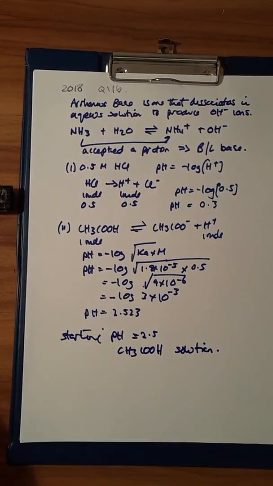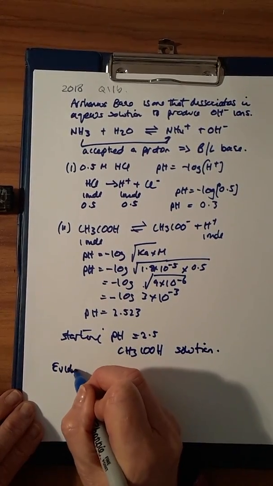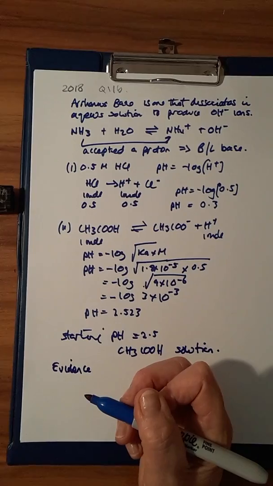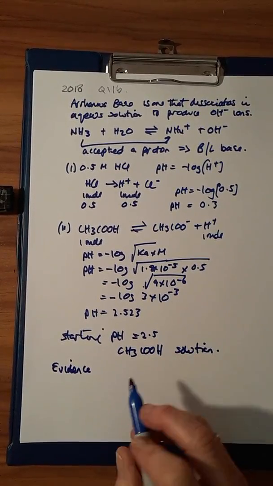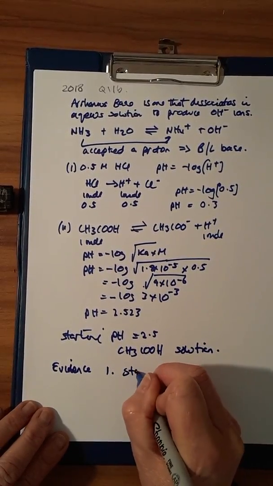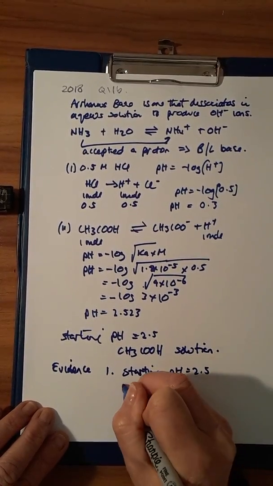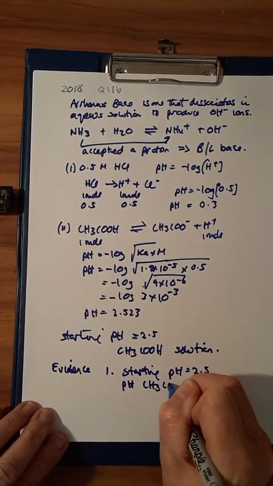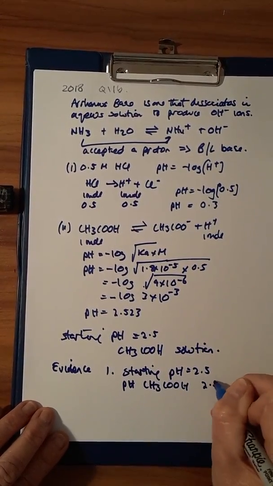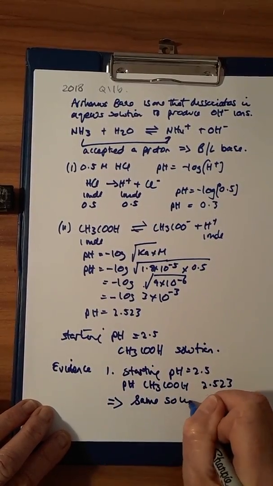And then, sorry, 11b, it asks me to state 2 pieces of evidence from the graph in support of my answer. Well, the first piece of evidence is that the starting pH is 2.5, and the pH of the ethanoic acid solution that I have is 2.523, so they must be the same solution. Okay, so that's my first piece of evidence.